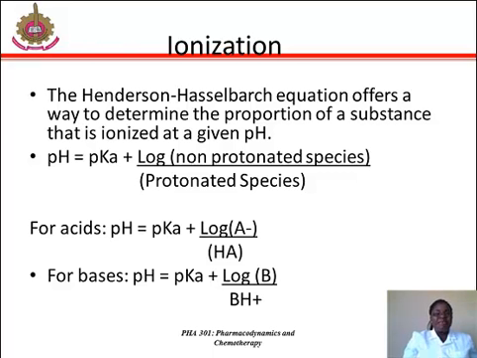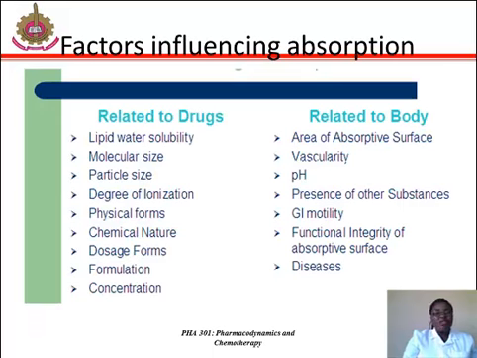The Henderson-Hasselbalch equation offers a way to determine the proportion of a substance that is ionized at a given pH. The formula is on your screen. For acids, you have pH = pKa + log [A-]/[HA], whereas for bases we have pH = pKa + log [B]/[BH+].